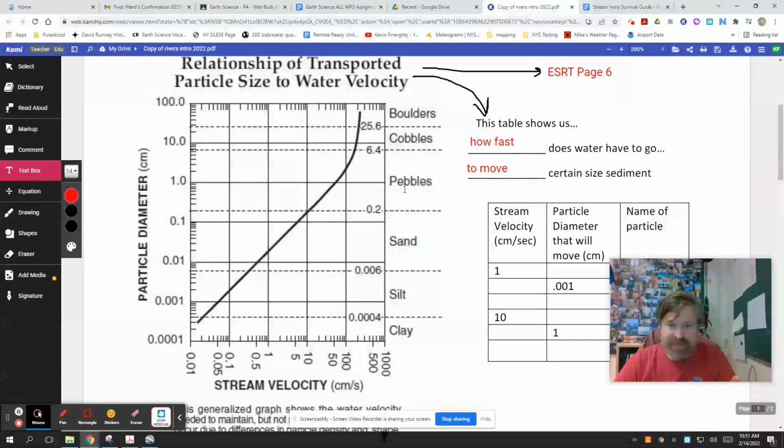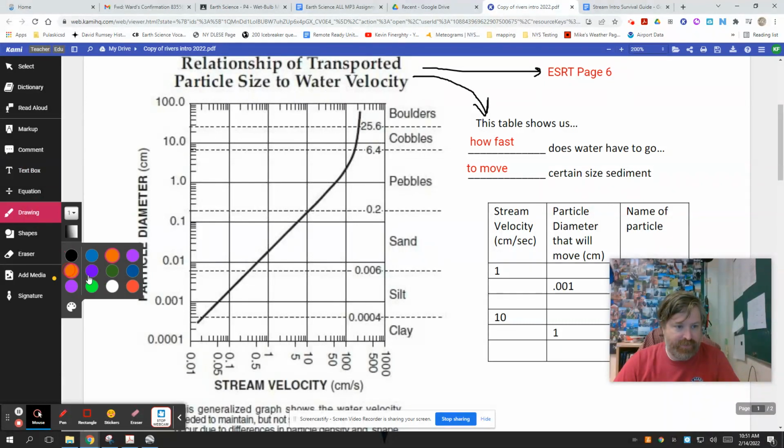First, see these 6 things right here? I was having everybody in class circle them. I think it's a good idea. These are the official particle sizes, defined strictly by these sizes. So everything between 0.0004 centimeters and 0.006 centimeters is called silt. Silt is defined as that.